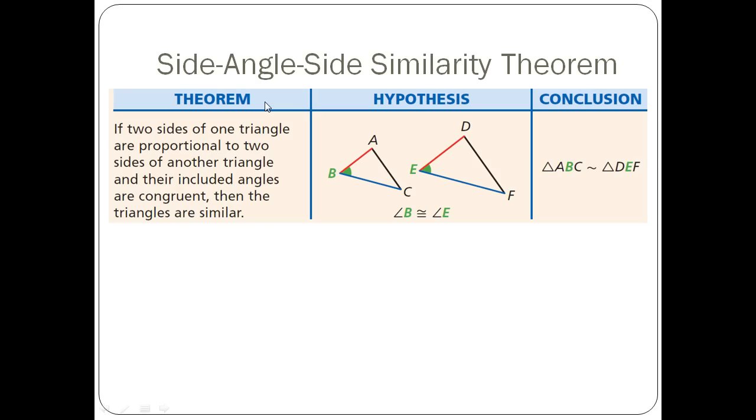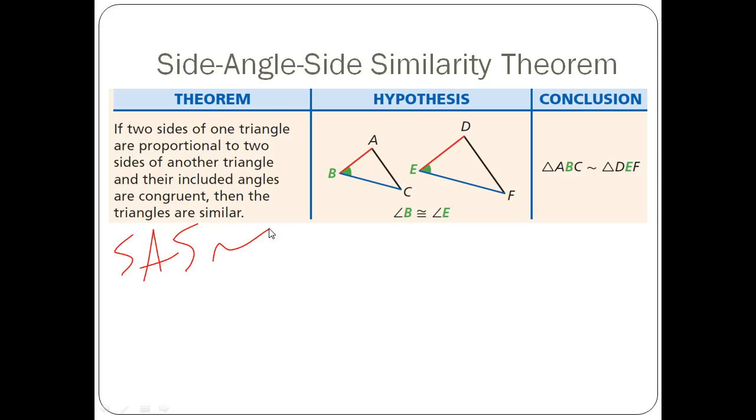Okay, last one. Side-angle-side similarity. Same deal. It looks like the same acronym. The difference is that we're going to say SAS with a tilde afterwards. SAS similar instead of just SAS by itself, because we don't have congruent sides here. The angle is still congruent. The angle B and angle E, you'll notice, are congruent there. But the sides AB and ED, instead of congruent, are proportional to BC and EF.